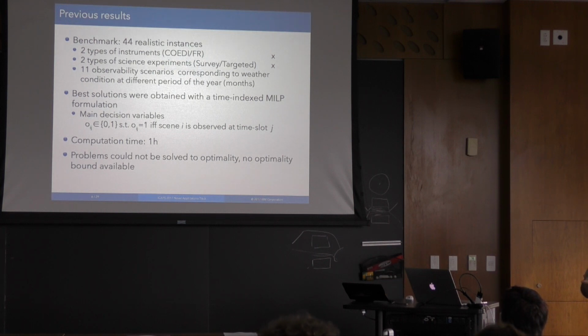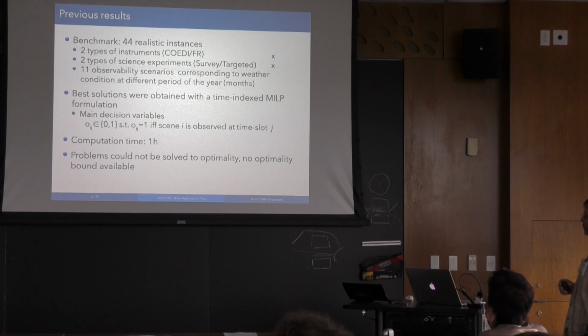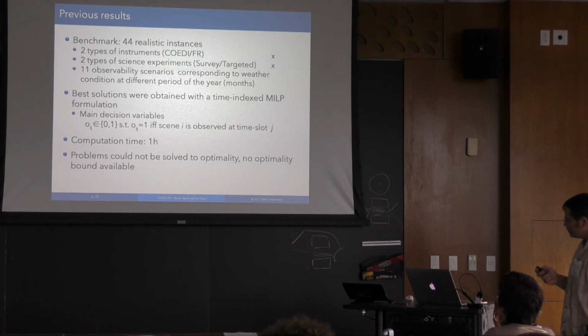It covers 2 types of instruments on the satellite and 2 types of science experiments that are called survey and targeted. And then there are also 11 observability scenarios that correspond to some different weather conditions in different months. So in whole, you see it's 2 times 2, 2 times 11 different instances of the problem.